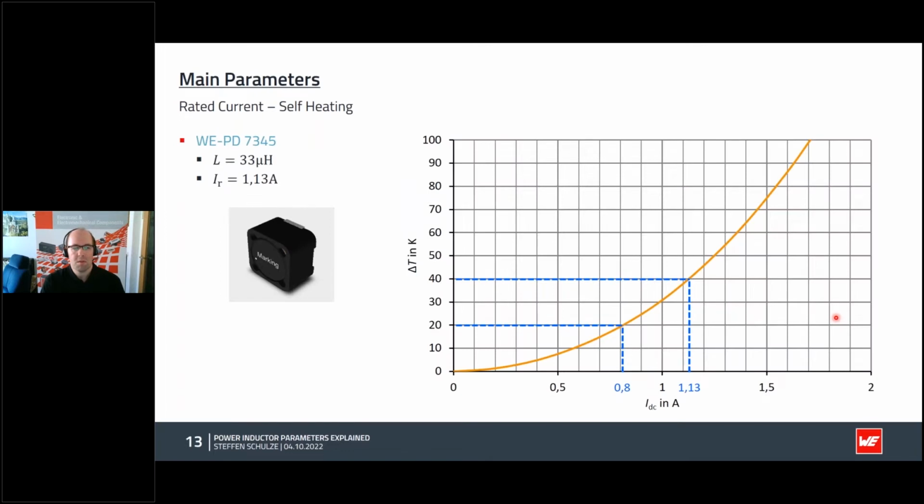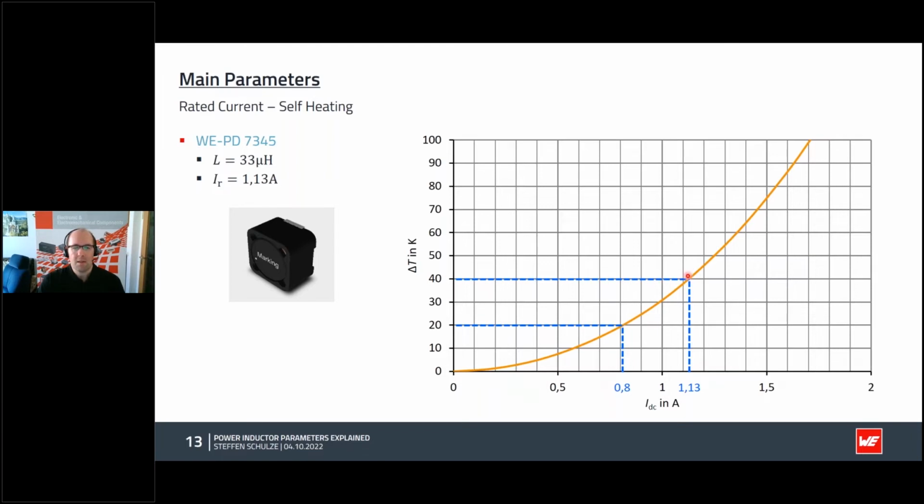But if you plot the self-heating curve for different current values, then you get this quadratic shape or function, because the power loss is directly proportional to the square of the current. So I squared times R DC. This is a power loss in watts. So we always find this shape for every inductor.